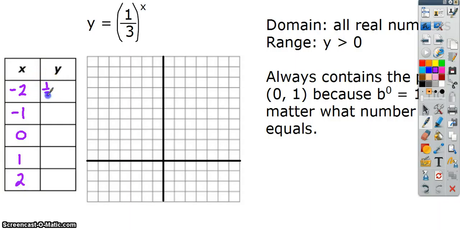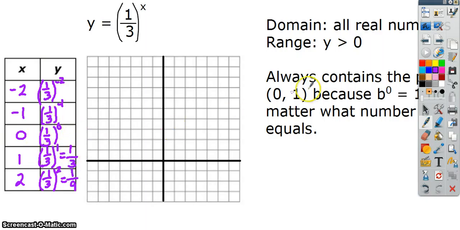Alright, so again, this is now 1/3 to the -2, and 1/3 to the -1, and 1/3 to the 0, and so on. Now remember, when you do fractions with exponents, you apply that exponent to both the top and the bottom. So this one down here is 1 squared and 3 squared. Well, 1 squared is 1, and 3 squared is 9, so that's 1/9. Alright, 1 to the 1 is 1, 3 to the 1 is 3, so 1/3.